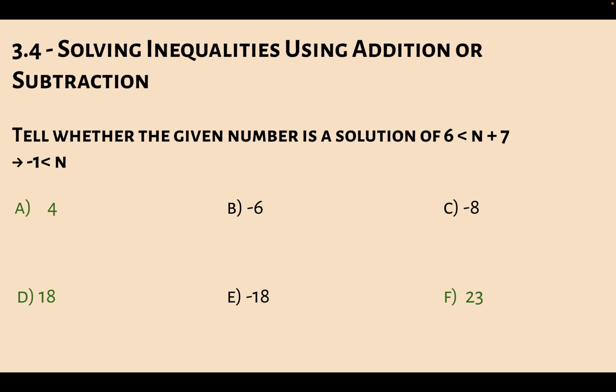B is not because negative 6 is less than negative 1. This is the same for C. Negative 8 is less than negative 1, so it cannot be an answer. D is an answer because 18 is greater than negative 1. E is not an answer because negative 18 is less than negative 1. And F is an answer because 23 is greater than negative 1. So for this problem, A, D, and F would be the answers.